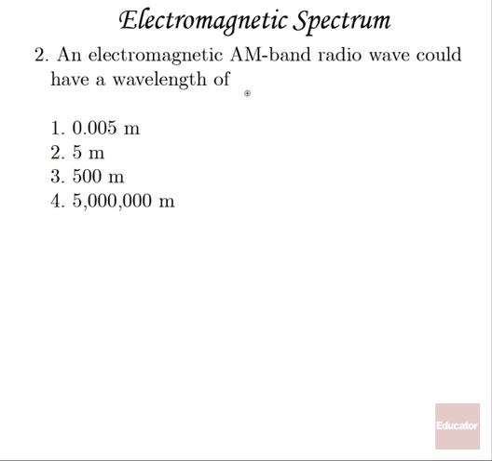Number 2, an electromagnetic AM band radio wave could have a wavelength of, well, to answer this, I've got to go look at my electromagnetic spectrum. AM band radio waves I find in the range of somewhere about 100 to 1,000 meters for their wavelength. So the correct answer here would be 3.